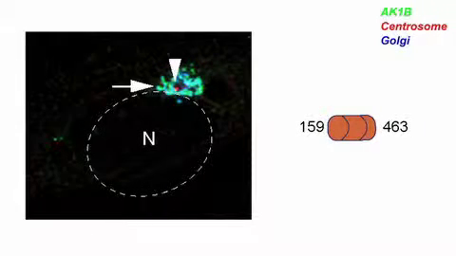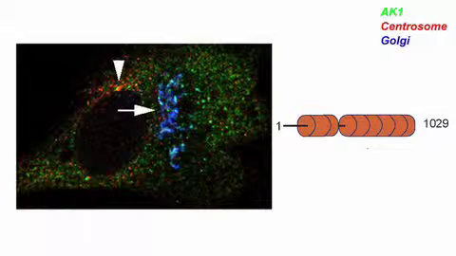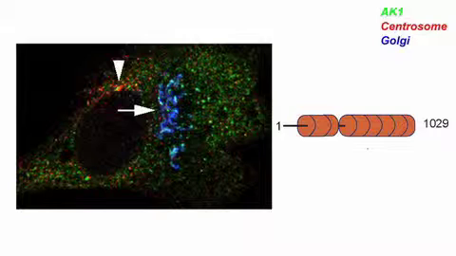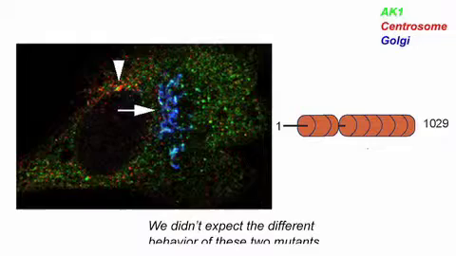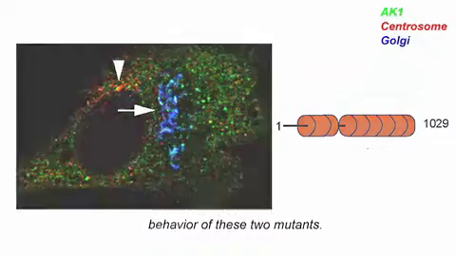Surprisingly, however, the two fragments had different effects on Golgi positioning and morphology. The smaller construct, AK1b, broke the Golgi ribbon into fragments that remained clustered around the centrosome, a phenotype also seen when ACAP450 is depleted by RNAi. In the presence of the larger AK1 fragment, on the other hand, the Golgi ribbon remained intact, but it was no longer tightly associated with the centrosome. We didn't expect this different behavior of these two mutants.